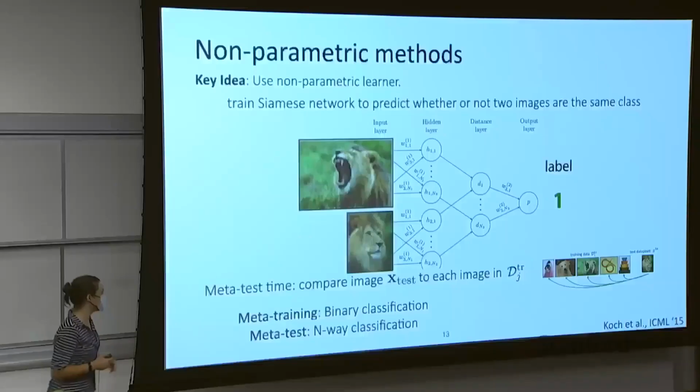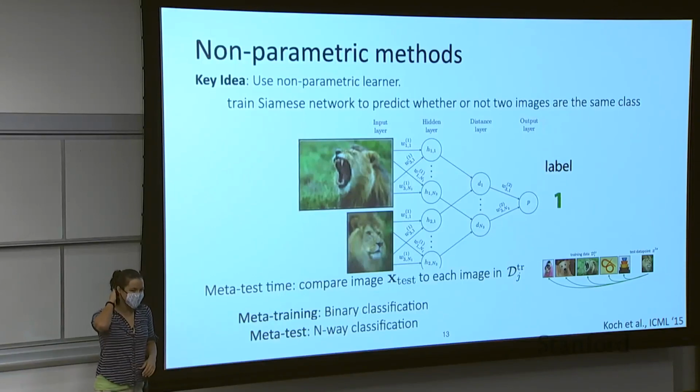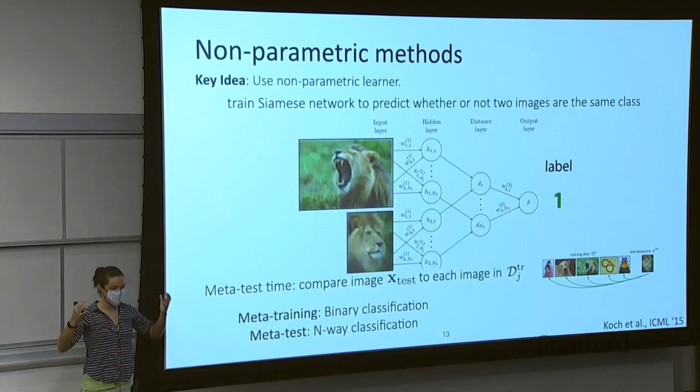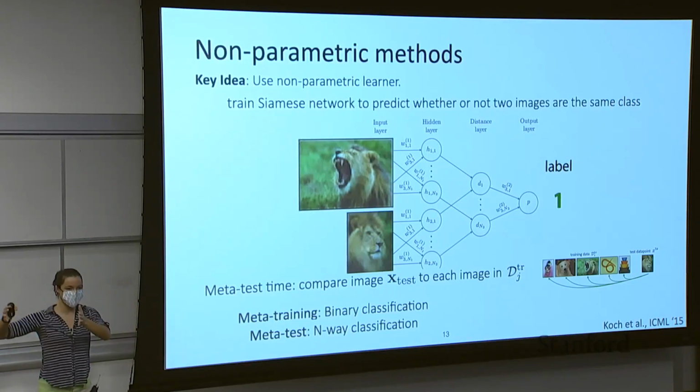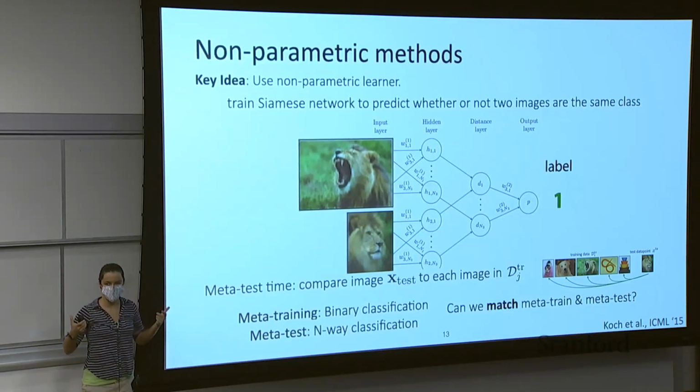So one thing that you might notice here is that meta-training and meta-test time are doing different things. And one of the things we saw in the previous lecture is we often want to match what we're training for at meta-training time and what we're ultimately going to be doing at meta-test time. And so we want to create a procedure that actually matches what happens at meta-training and meta-test time.